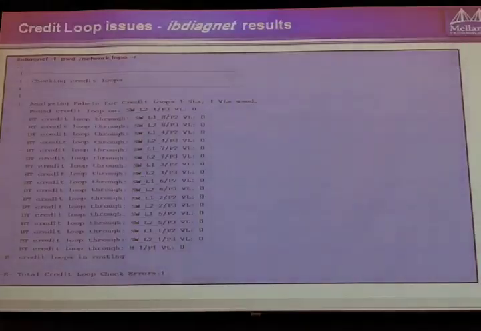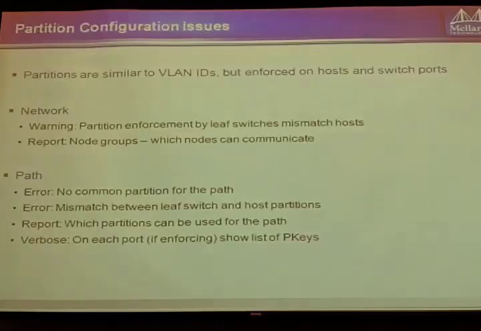So IBDiagnet finds this problem. Basically, it checks for credit loops. It analyzes the whole fabric for credit loops, and if it finds any particular credit loops on a switch in a port, it'll indicate it. Then you need to go try to figure out your topology and figure out why you happen to have that type of credit loop. I think it's one of the few tools I've seen that'll do this, so very valuable.